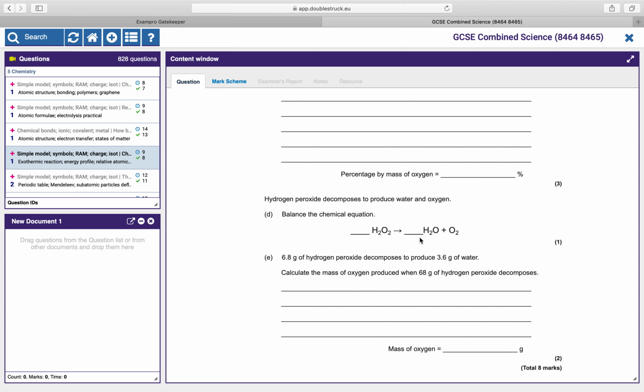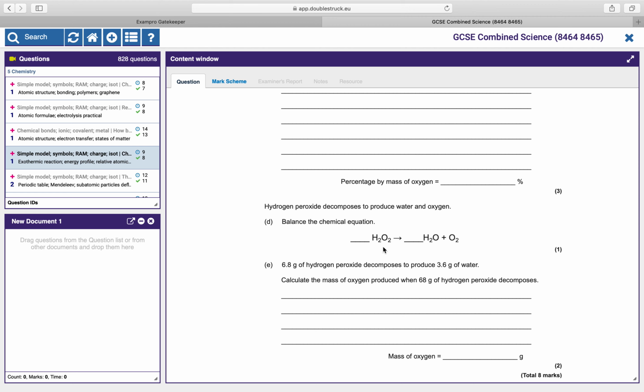So once we put a 2 there, we're going to have 4 hydrogens there. How can we get 4 hydrogens here? If we put a 2 here, then 2 times H2, that will be 4 hydrogens, and then that 2 also multiplies by those 2 oxygens to give a total of 4 oxygens, and that balances out with the 4 oxygens on this side. So yeah, look up some videos on balancing equations.